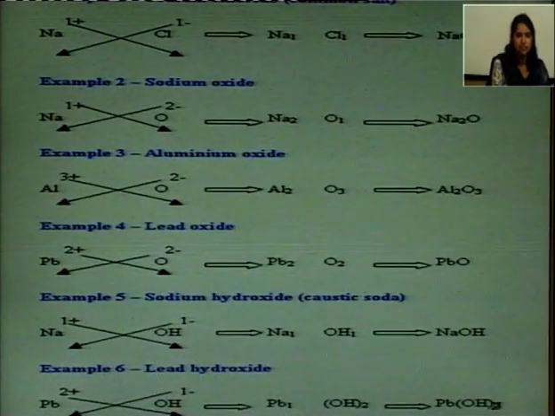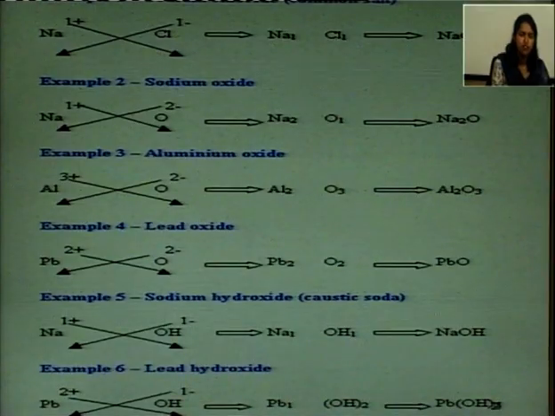Now, let us discuss these examples. We have to write the formulas of different compounds. The first compound is sodium chloride, second is sodium oxide, third is aluminium oxide, then lead oxide, sodium hydroxide, and lead hydroxide.